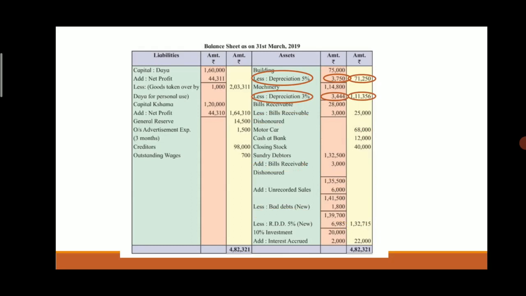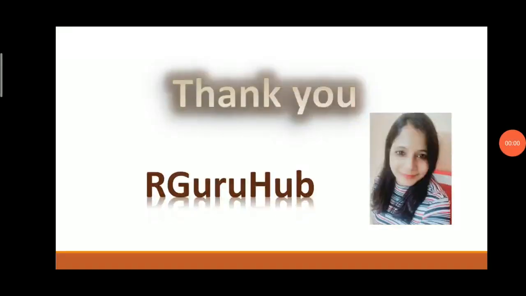Got it, children? This is how to charge depreciation on building, machineries or any fixed assets, and how to give the effects of depreciation in the profit and loss account and in the balance sheet. Children, I hope you have understood how to charge depreciation on assets and how to give the effects in the final accounts.